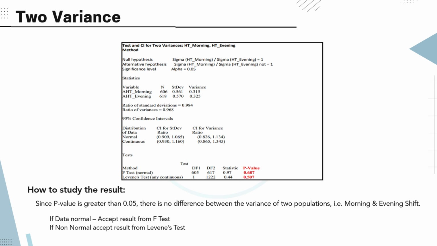Normality check matters. Depending on whether your data is normally distributed or not, you choose the appropriate test. If the data is normal, you accept the F-test result. If the data is not normal, refer to Levene's test, also shown, which is more robust for non-normal data. In this case, Levene's p-value is also greater than 0.05, reinforcing the conclusion. Summary. So, in this example, we are confident that both shifts have similar variance, and you can move forward using pooled variance if needed in future analysis like t-tests.